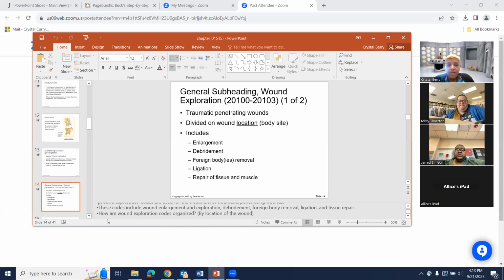And so it tells you here, how are wound exploration codes organized? By location of the wound.